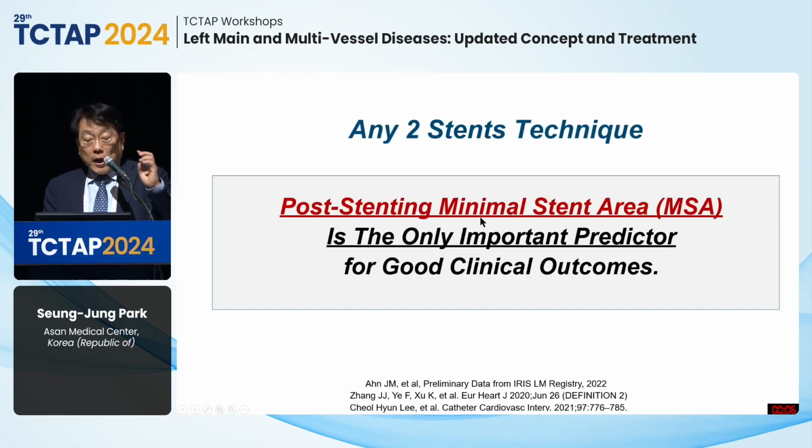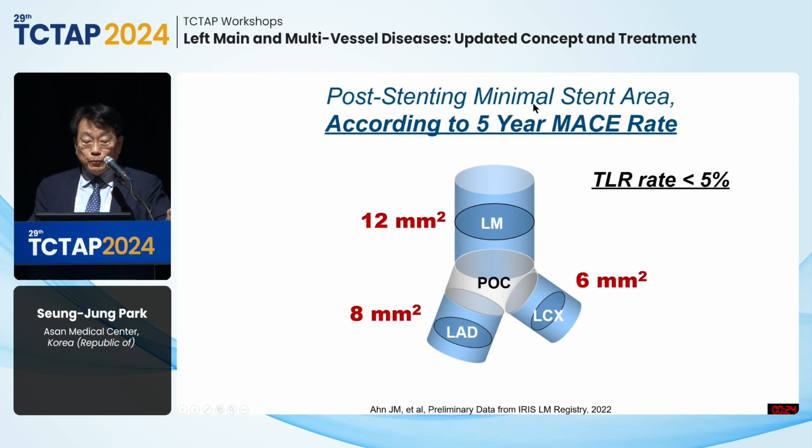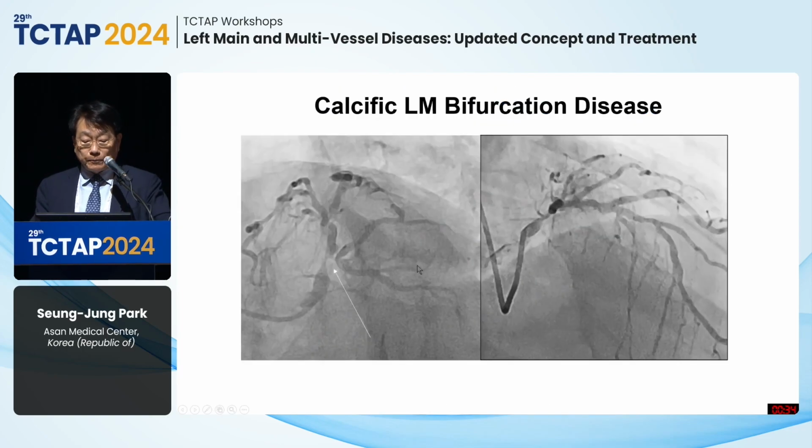And so whatever you use, with a 2-stent technique, post-stent minimal stent area is the only important predictor. So we published this data almost 10 years ago. The 9-month restenosis rate was less than 5%, with stent area 5, 6, 7, 8. However, recently we published another data set. The 5-year MACE rate, TLR less than 5%, with stent area 6, 8, 12 millimeters. It's a bit bigger than that.